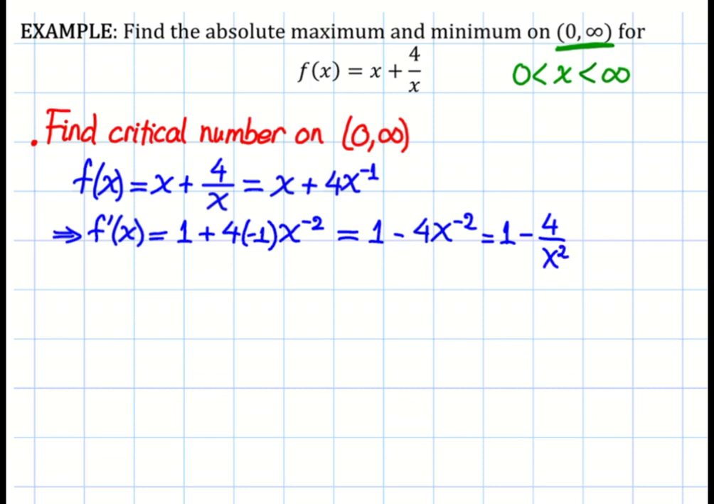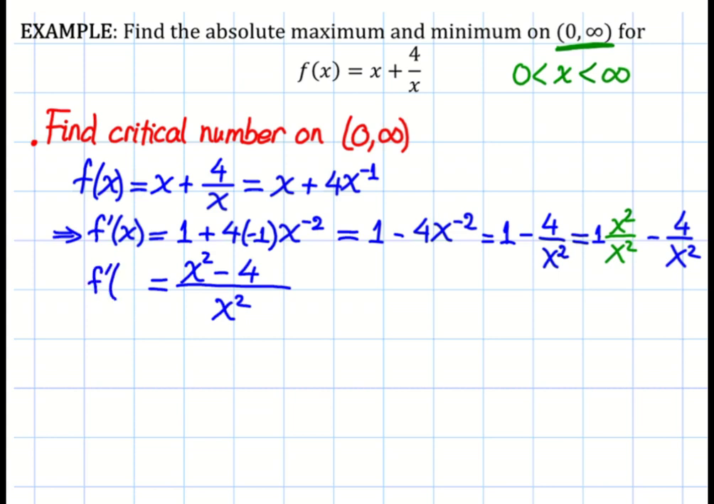If we multiply x squared over x squared by the 1, the derivative will be equal to x squared minus 4 over x squared. So that is the first derivative. Of course, any of these is also the first derivative. I just rewrote it differently. Now, to find the critical numbers.